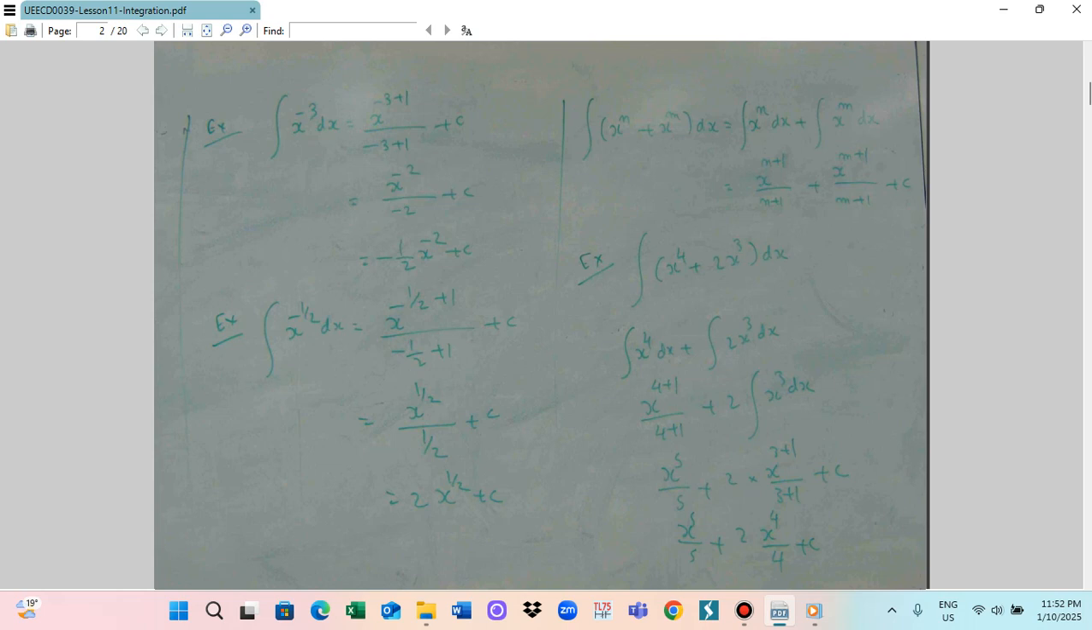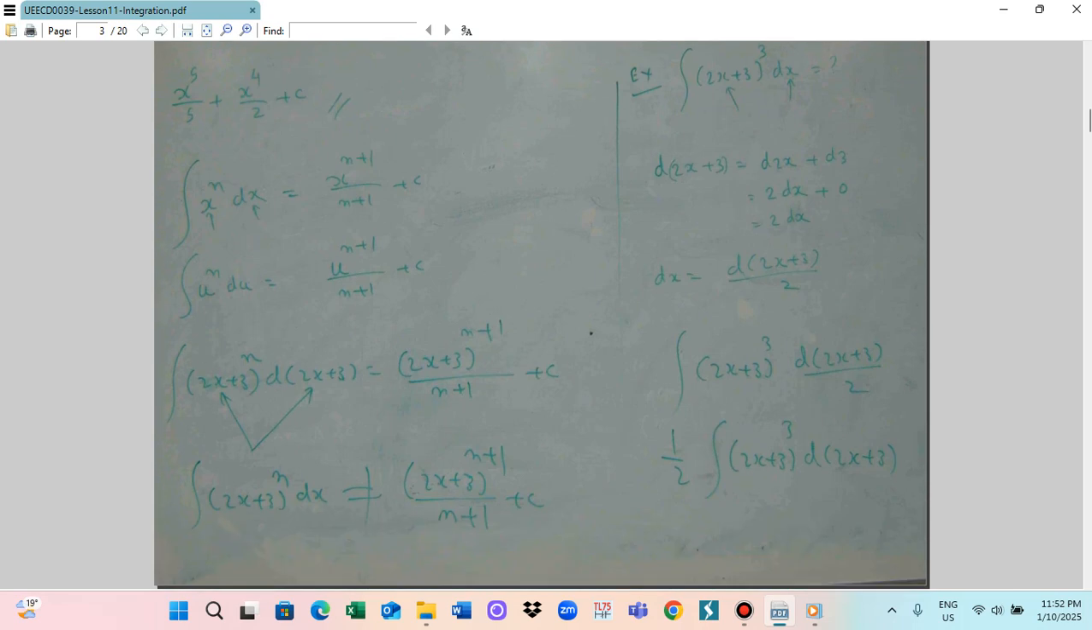So this is x power 5 divided by 5. And 2 times x power 3 plus 1 divided by 3 plus 1, plus c. So this becomes x power 5 by 5 plus 2 x power 4 divided by 4 plus c. By this way you can calculate it. x power 5 by 5 plus x power 4 by 2 plus c. That will be the answer. So this is integrating an addition function. You can integrate individually and then write it like this.